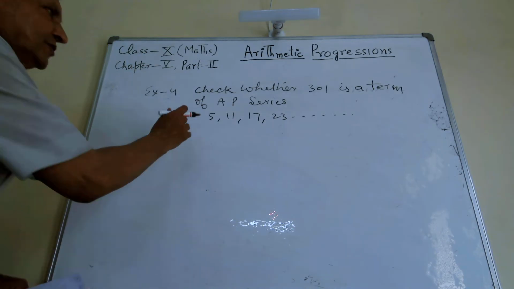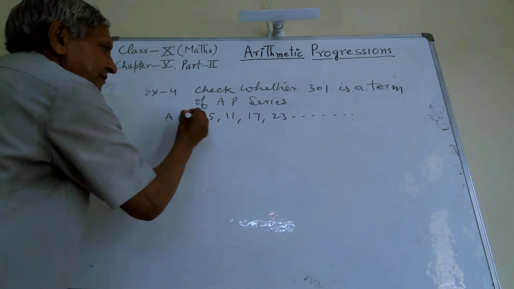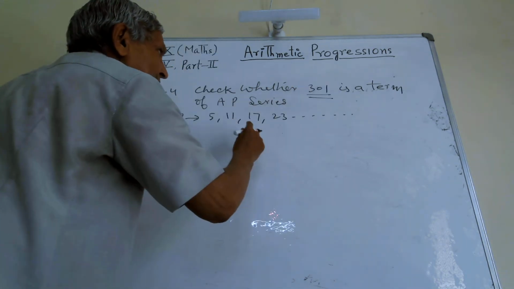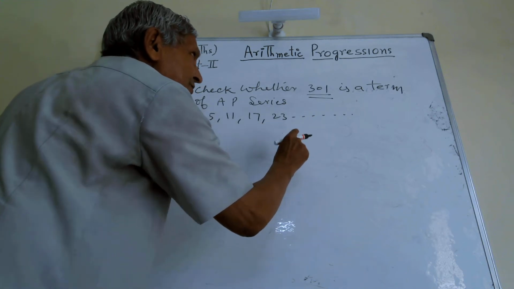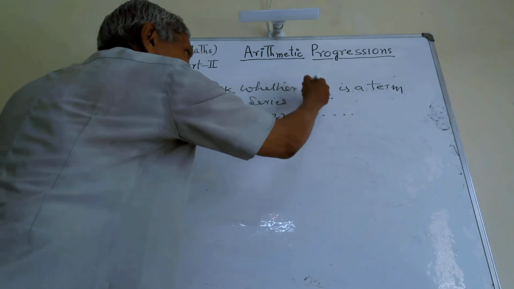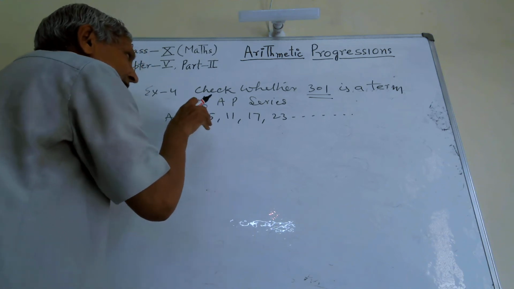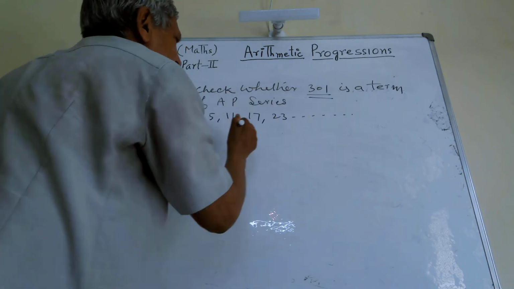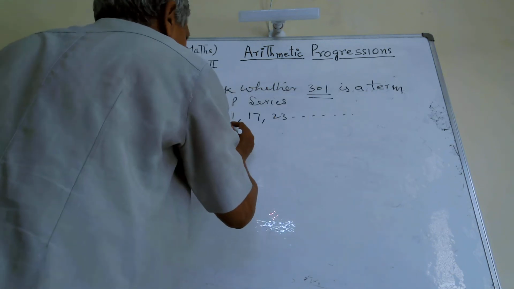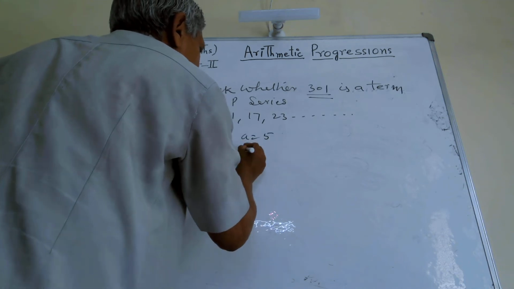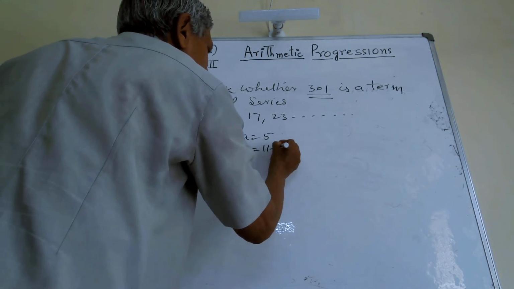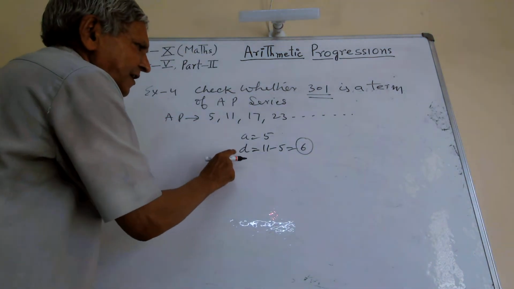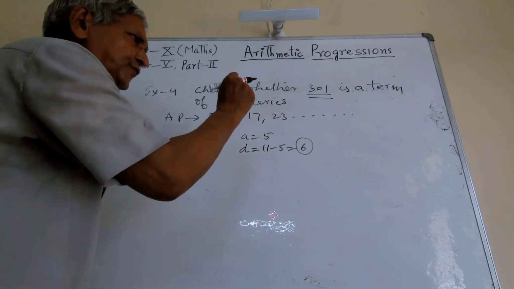My dear students, this is an AP series and we have to check whether the term 301 will be in this series anywhere or not. Now write down the formula. First of all, find out A is equal to 5 and D is equal to 11 minus 5 is equal to 6. These two, A and D, you have to find out first.